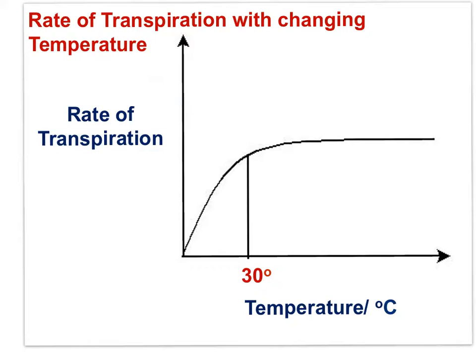This graph indicates that at a certain temperature, approximately 30 degrees C, transpiration no longer increases. As the stomata are all open to their fullest extent, transpiration would no longer increase. But I'd like to note that in nature, above 30 degrees C, stomata would begin to close due to water loss. Transpiration would in turn decline.